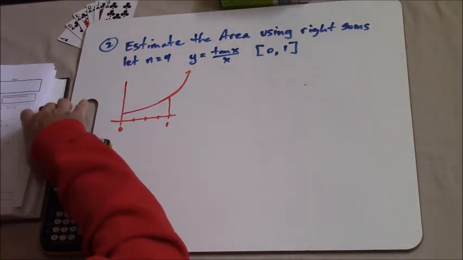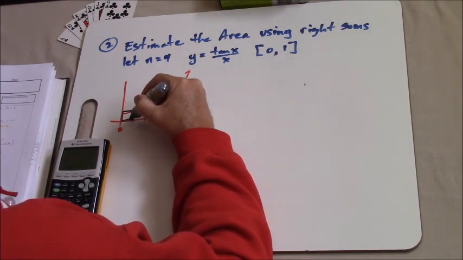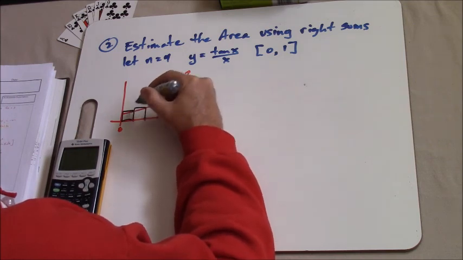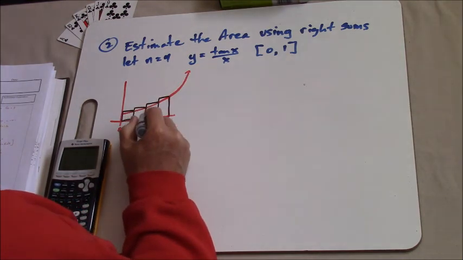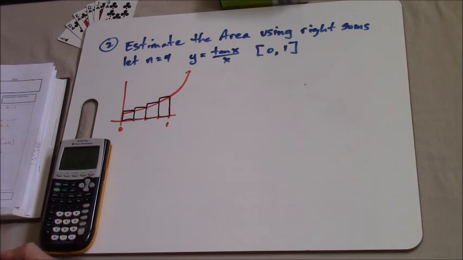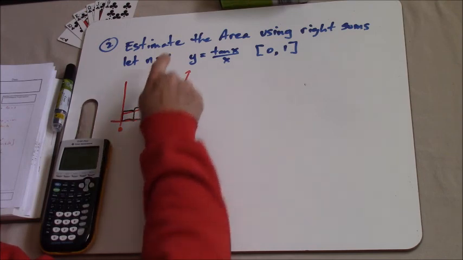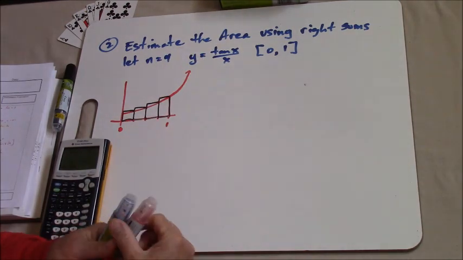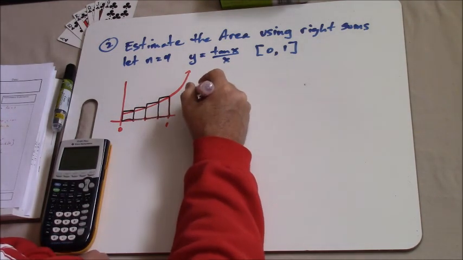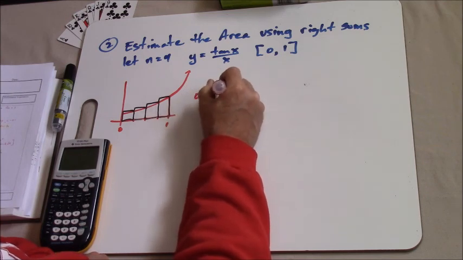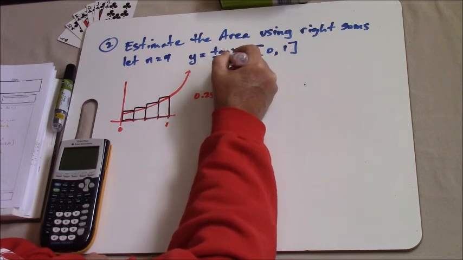My first rectangle is going to go up like this and over. This one will look like this and over. This one will look like this. This one will look like that. I'm going to find the area of those 4 rectangles and add them up. I realize right away I'm going to get an answer that's too big, but that's okay. It's just an estimate, right? For the first rectangle, I'm going to do base times height. So the base is 0.25 times tangent of 0.25 divided by 0.25.